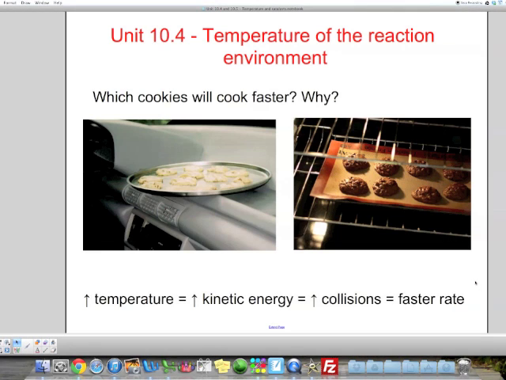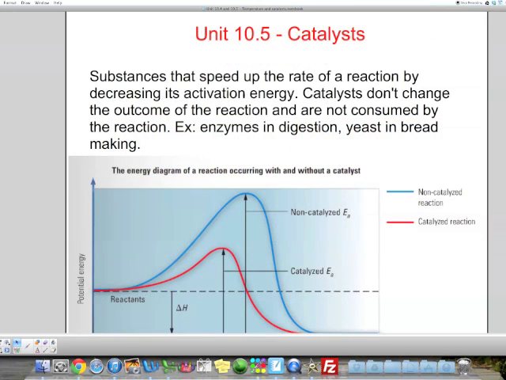So if we compare or talk about the collision theory, we're going to say that the higher the temperature, the more kinetic energy the particles have. If they have more kinetic energy, they will collide more, which will mean a faster rate of reaction. Now, that was it for temperature. Pretty obvious, pretty easy. The last point, catalysts.